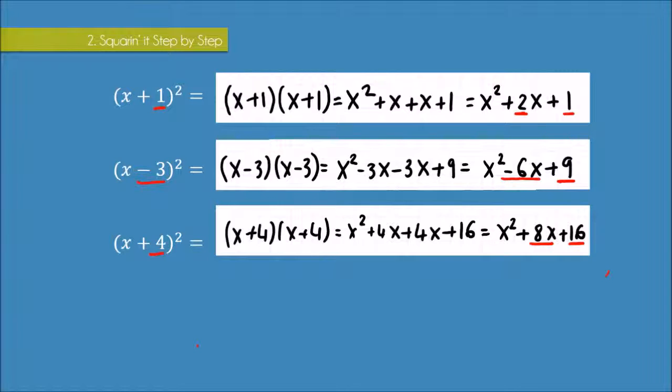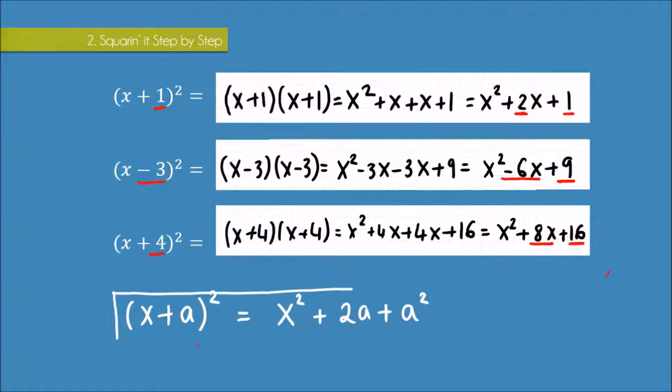So if I wanted to write this in general form, I could say that x plus a, to be squared, is equal to x squared plus 2ax plus a squared. And we're going to be using this idea here when we go to complete the square of other quadratic functions.